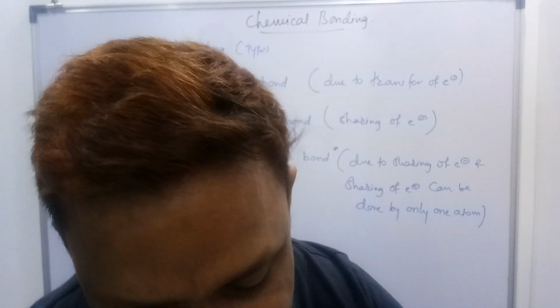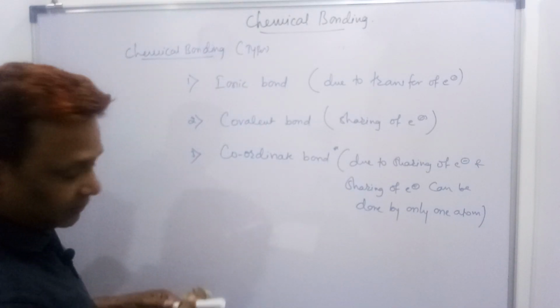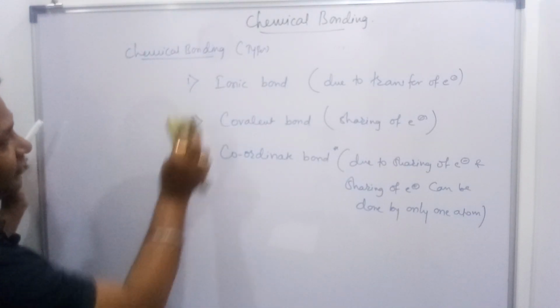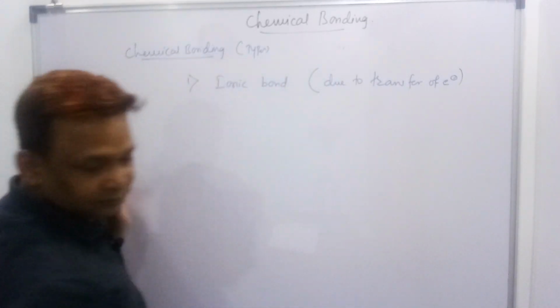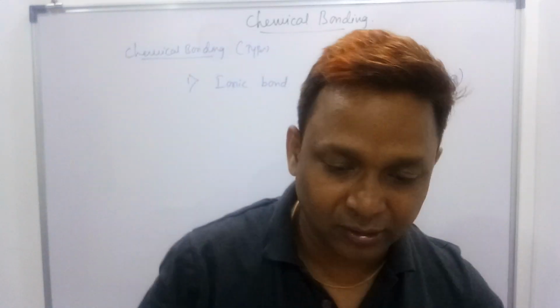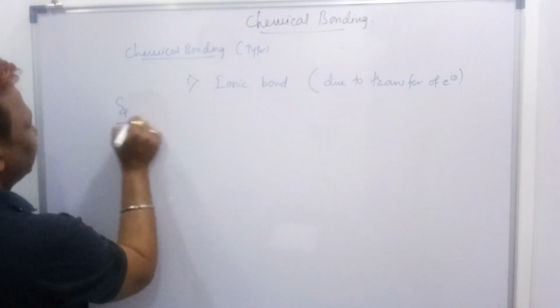Now let us take a very simple example about the ionic bond, covalent bond and all. We'll see one example based on that. So the first example I want to explain is about the ionic bond. Let us go with the example of sodium chloride.